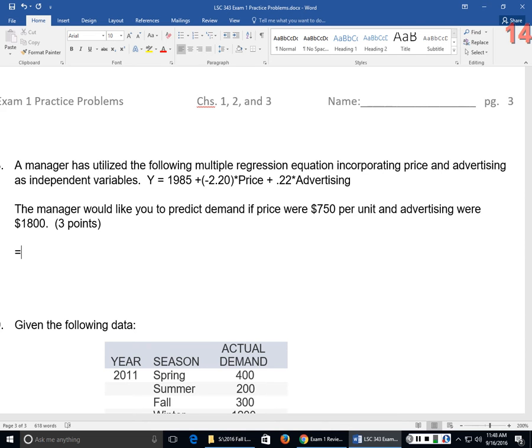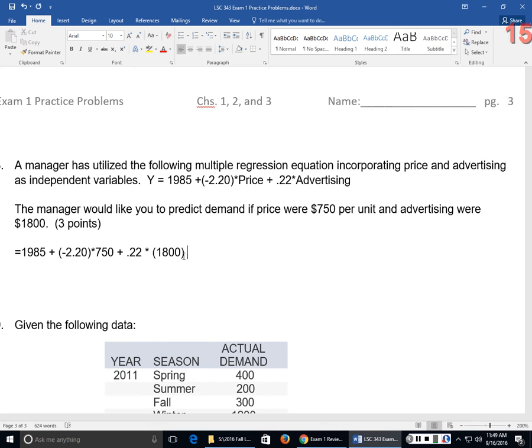How do I solve for that? Okay, I'm using this equation. So I have to use the intercept plus the slope of price times price plus the slope of advertising times advertising. So if you look, then what we know is, it's 1985 plus negative 2.20. What's the price? 750. Right. Plus 20 multiplication times 8. There we go. Okay.